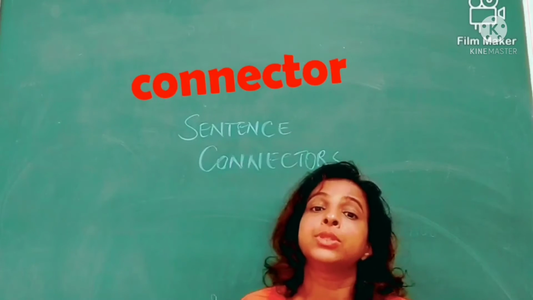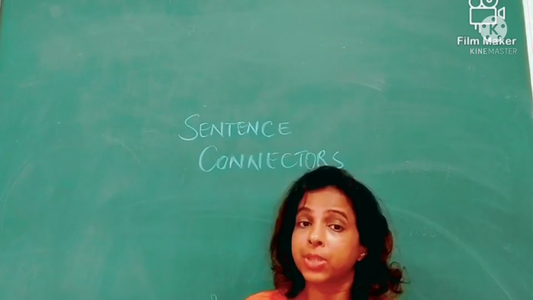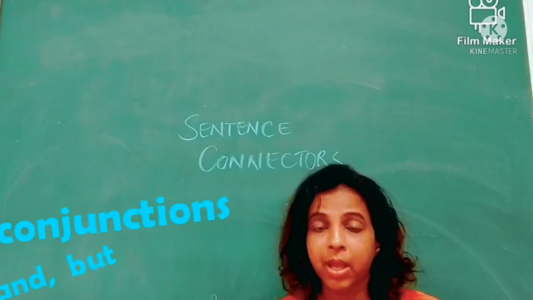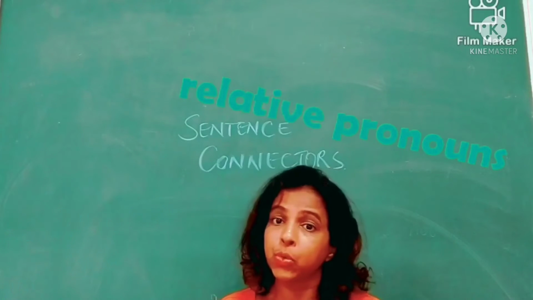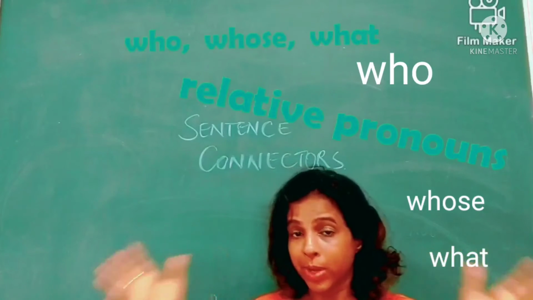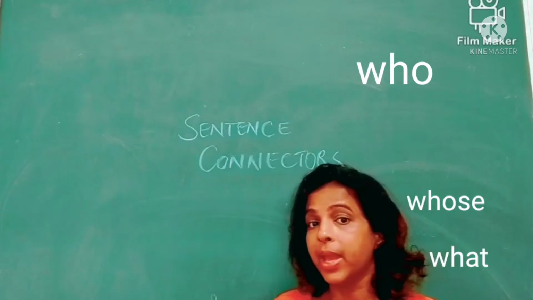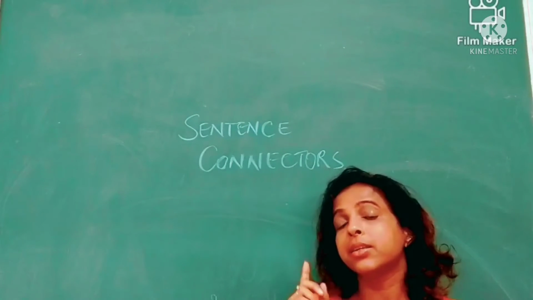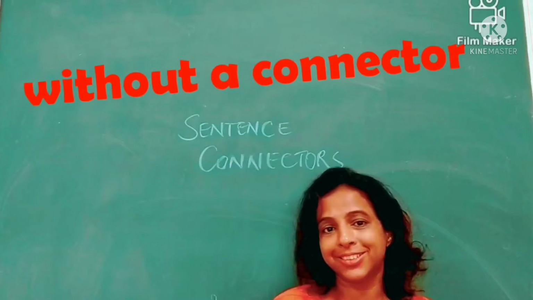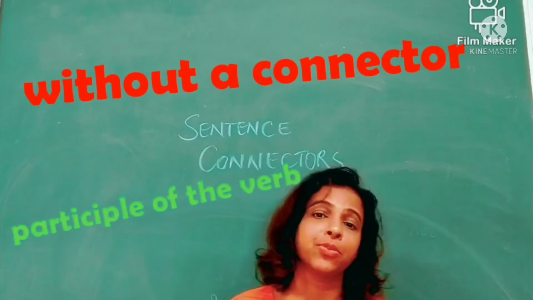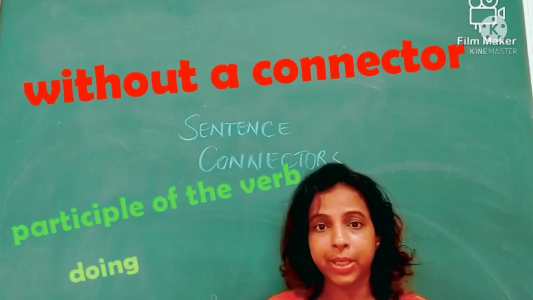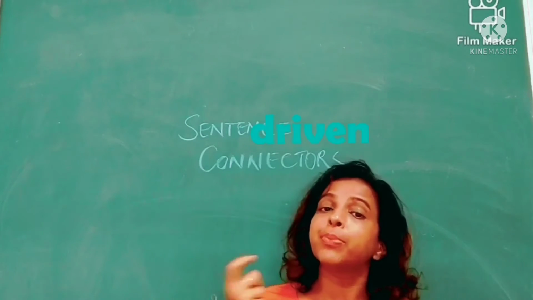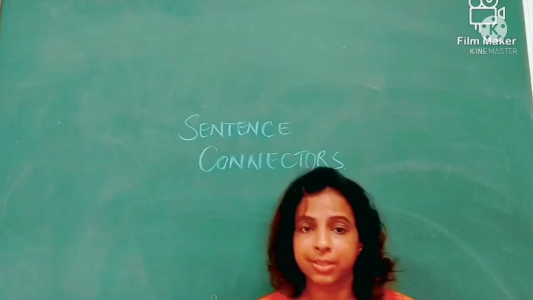We are not going to only use connectors to join. Connectors like conjunctions, like and, but, and relative pronouns like who, whose, what, is one way of connecting two sentences together. And yet there is one more way. There's another way which we can connect sentences, that is without using a connector, and that is using the participle of the verb. For example, doing, having, gone, driven. You're going to be using the participle of the verb to join sentences together.